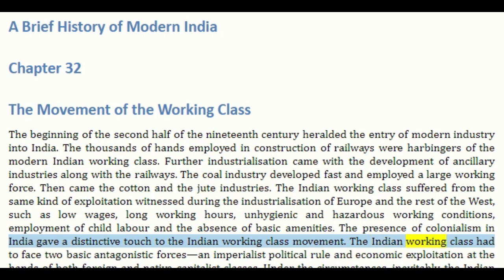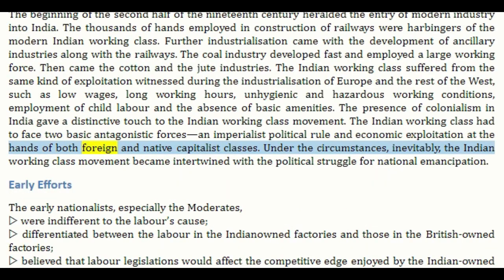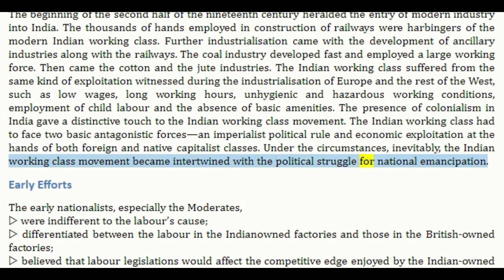The Indian working class had to face two basic antagonistic forces, an imperialist political rule and economic exploitation at the hands of both foreign and native capitalist classes. Under the circumstances, inevitably, the Indian working class movement became intertwined with the political struggle for national emancipation.